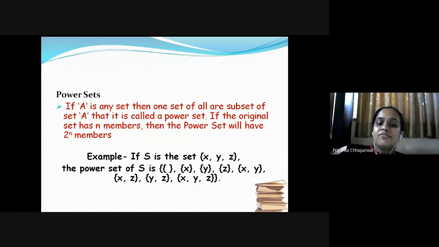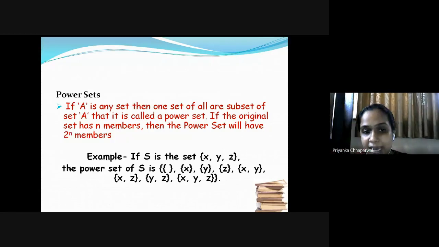Means if the original set has n elements, आपके पास जो भी original set you have n elements, then the power set will have 2 raised to the power n elements. So by example, I think we can easily understand.